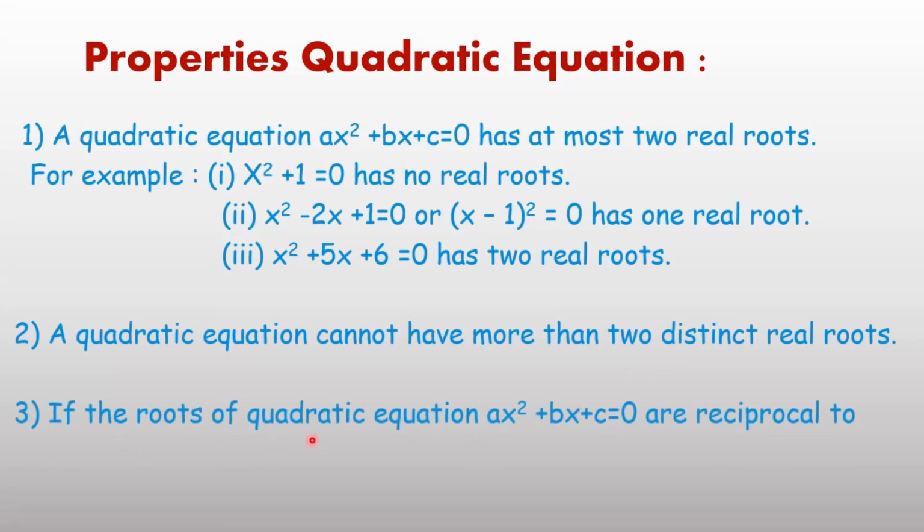And third, if roots of quadratic equation are reciprocal to each other, then a equals c. By chance, if one root is given as 2, second is 1 upon 2, then you can say coefficient of x square and constant is same. Means if any quadratic equation is given and coefficient of x square and constant both are same, it implies roots are reciprocal to each other. Without solving, you can observe this property of quadratic equation.